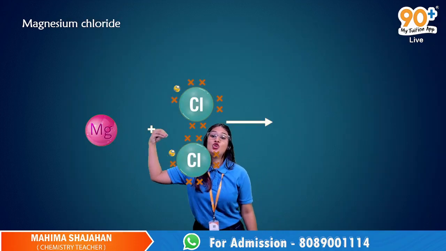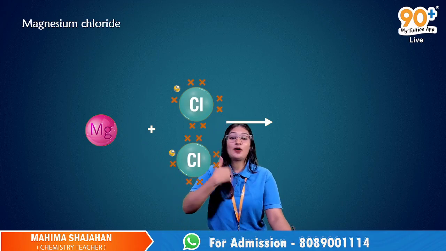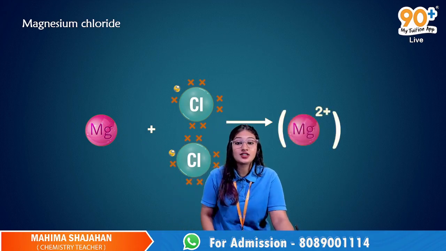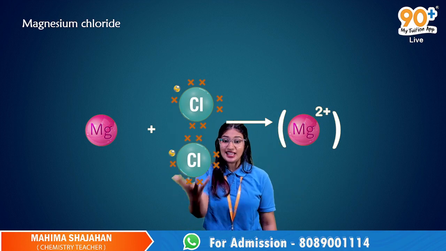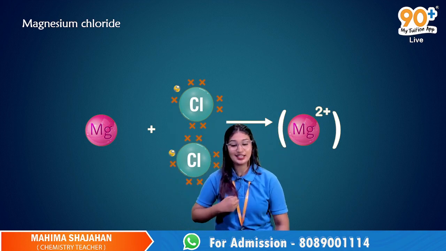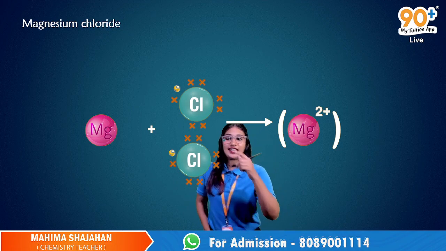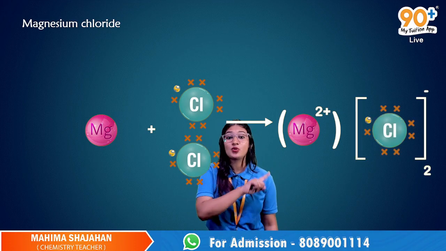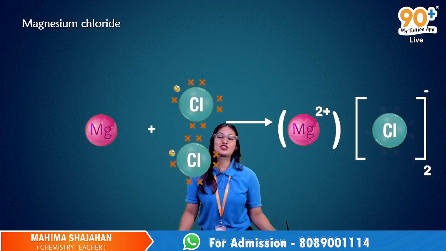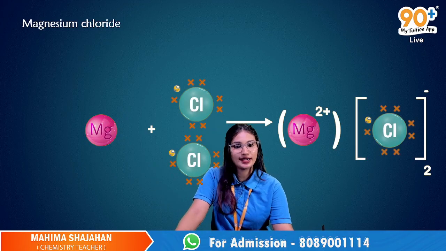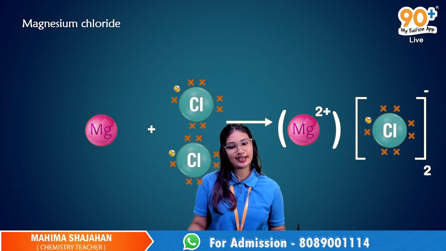When magnesium loses 2 electrons, what type of charge does it get? It will get a positive charge, right? Magnesium changes into Mg2+, because it lost 2 electrons. Chlorine accepted 1 electron, so it gets a negative charge, and we have 2 chlorine atoms here. This is how you represent the electron dot diagram of magnesium chloride. Easy, right? That's how you do the electron dot diagram.